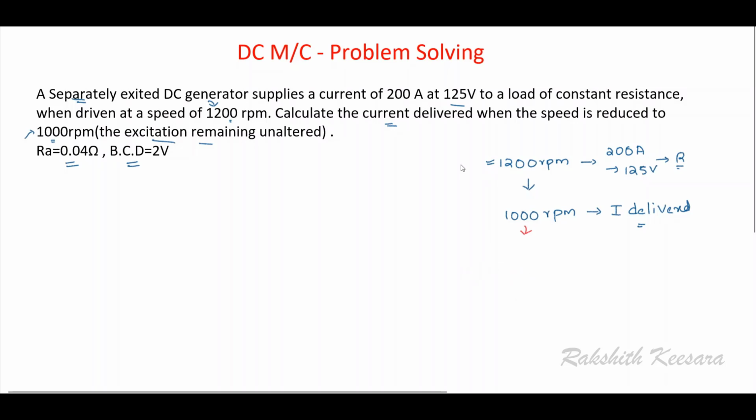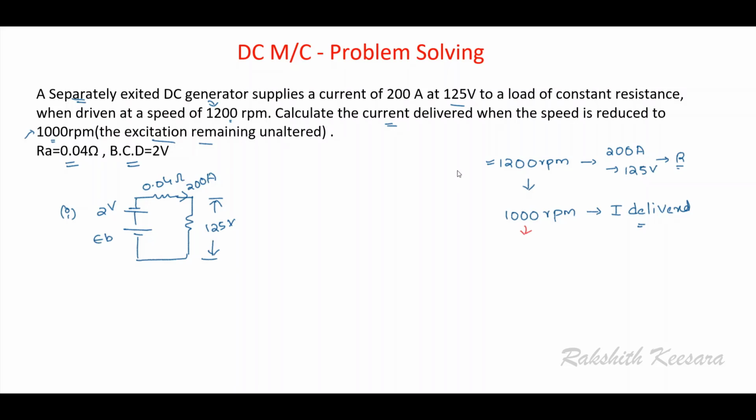In the first case, I am drawing the equivalent circuit. So this is our back EMF and this is the brush contact drop. It always opposes the back EMF. After this, there is armature resistance 0.04 ohm, and after this, there is a load of constant resistance. It is delivering 200 ampere at the terminal voltage 125 volt.